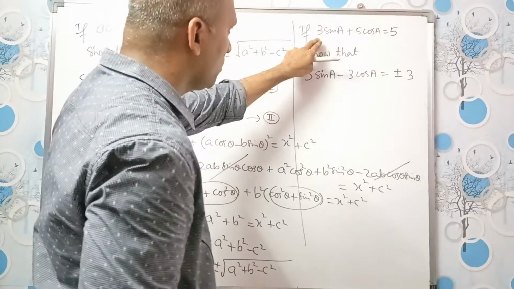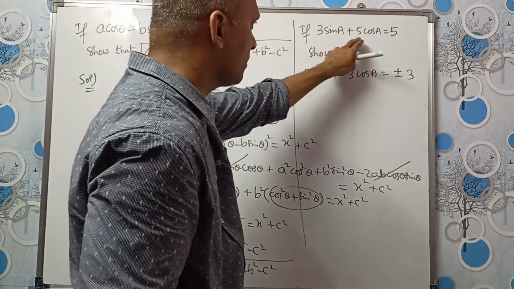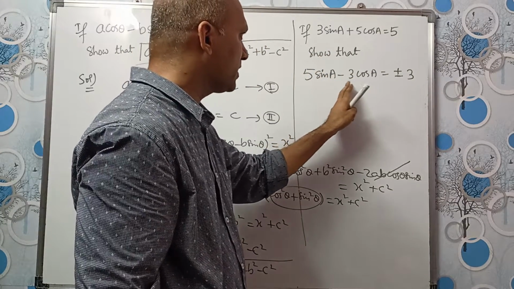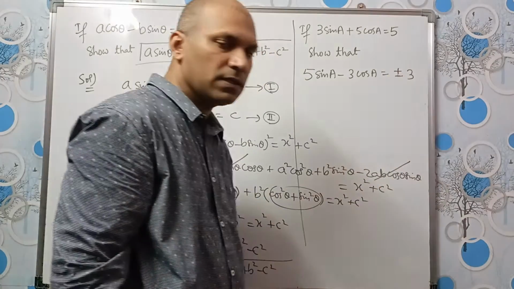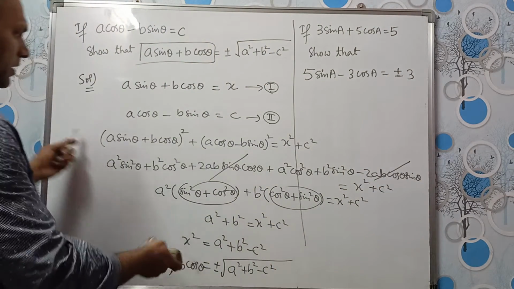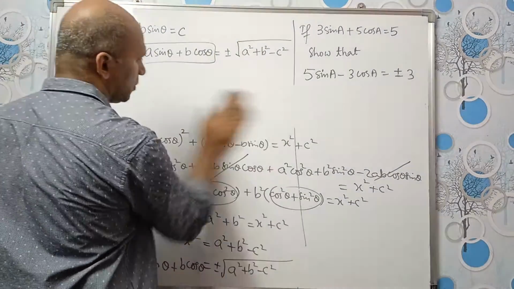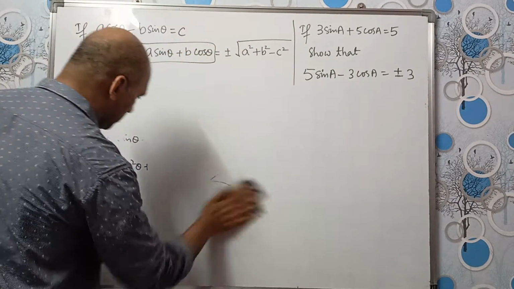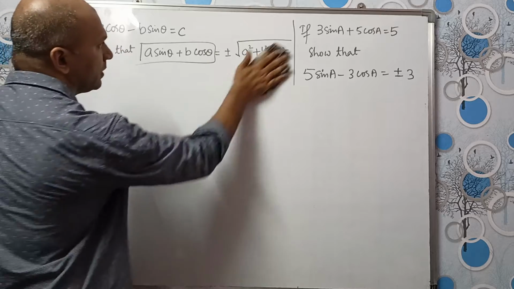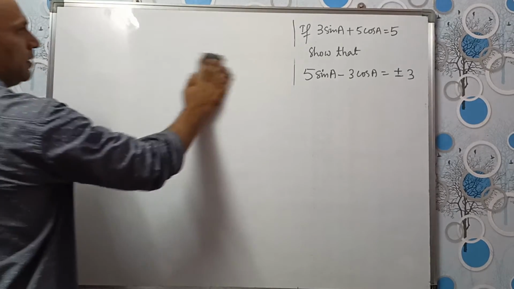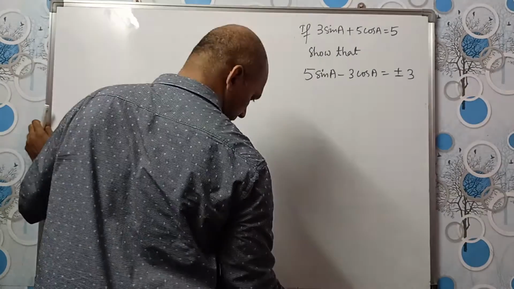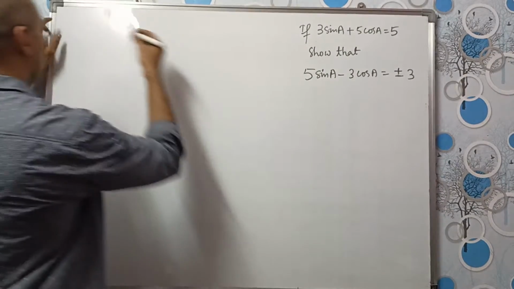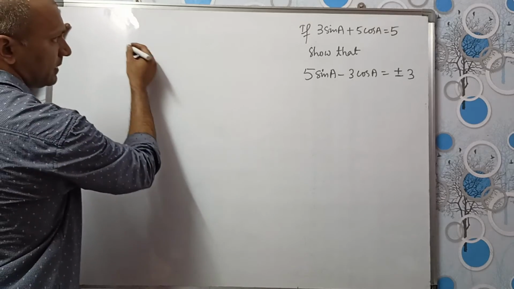We have a similar problem here. 3 sin a plus 5 cos a is equal to 5. Then show that 5 sin a minus 3 cos a is equal to plus minus 3. Okay. In the same way, we should solve this problem. So please pause the video and try to do that problem. Alright. I hope you got the answer. Let us verify. Please verify the answer.